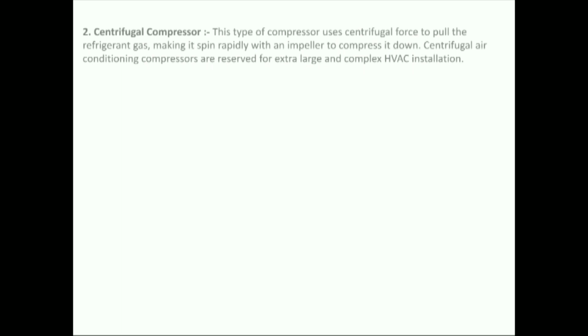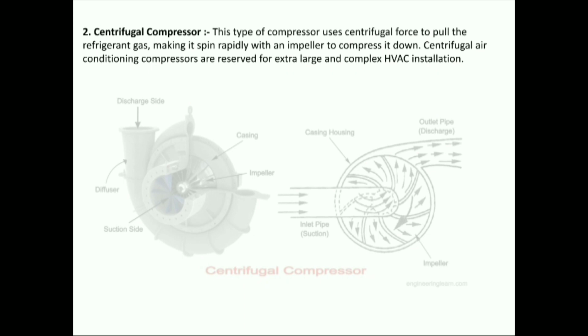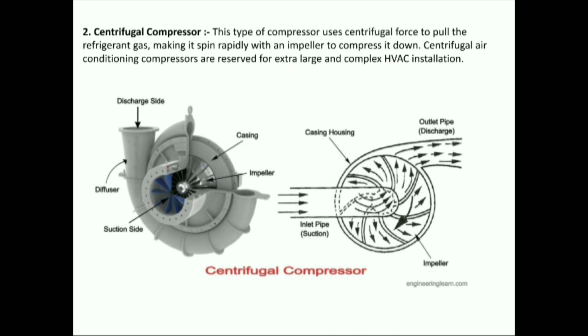2. Centrifugal compressor. This type of compressor uses centrifugal force to pull the refrigerant gas, making it spin rapidly with an impeller to compress it down. Centrifugal air conditioning compressors are reserved for extra large and complex HVAC installation.